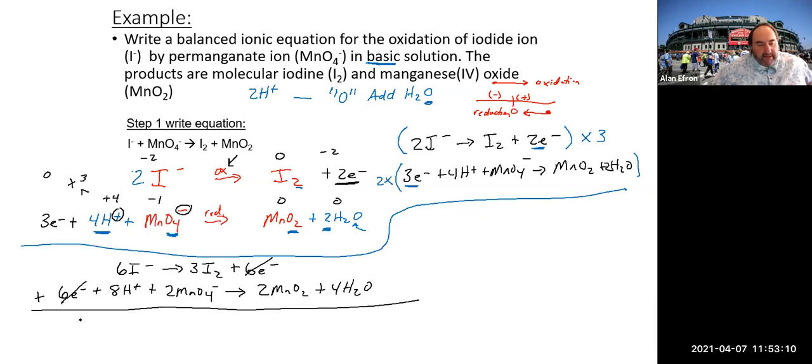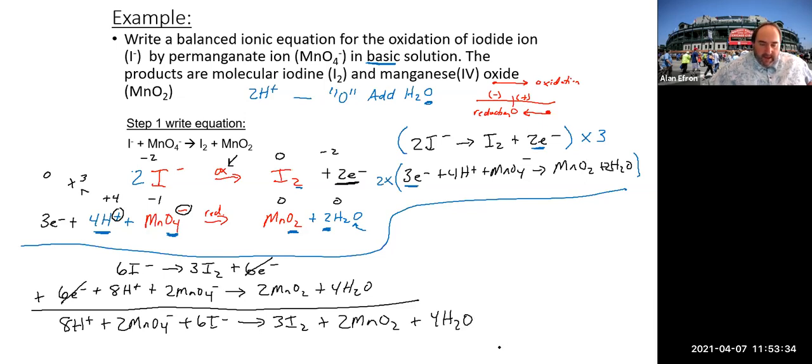So everybody on the left-hand side stays on the left-hand side. So 8 H pluses plus 2 MnO4 minuses plus 6 I minuses go to 3 I2 plus 2 MnO2 plus 4 waters. At this point, this technically would be balanced in acidic conditions. Any questions on that so far?